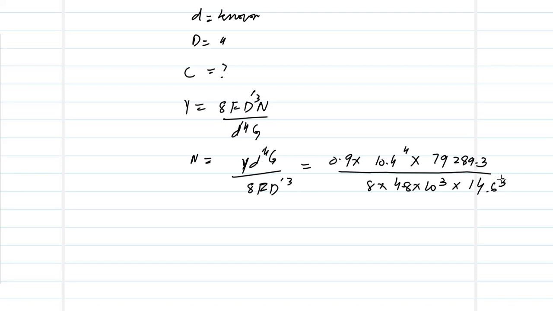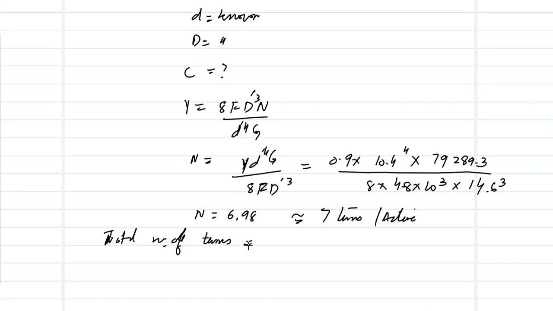So when we calculate all these values, when you put all these values here, what we get is the number of turns is approximately 6.98, so 7 turns. This is 7 active turns. Okay? So total number of turns will be equal to capital N plus 2, where the springs are considered grounded. So 7 plus 2, we have a total of 9 turns.